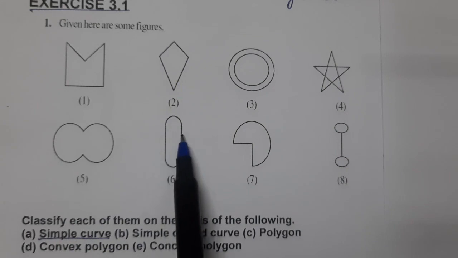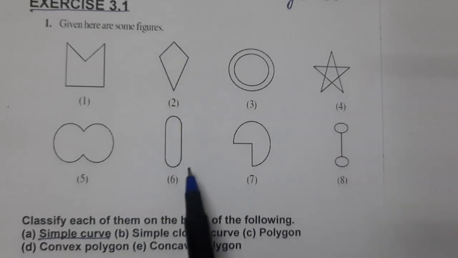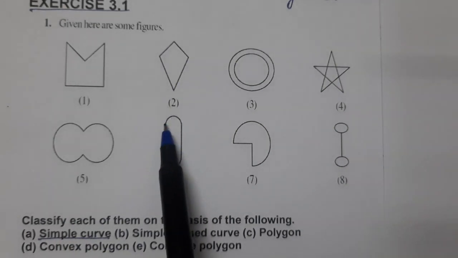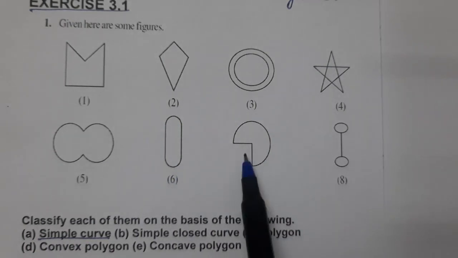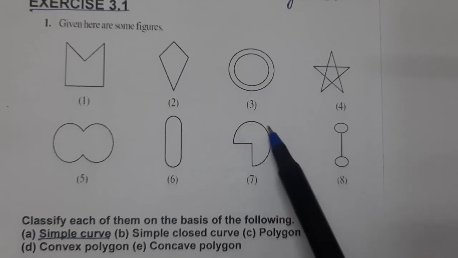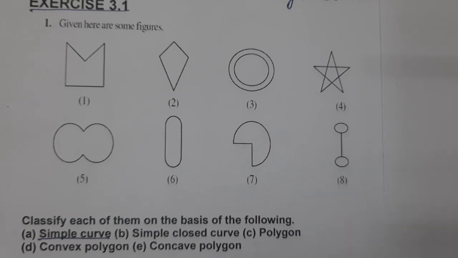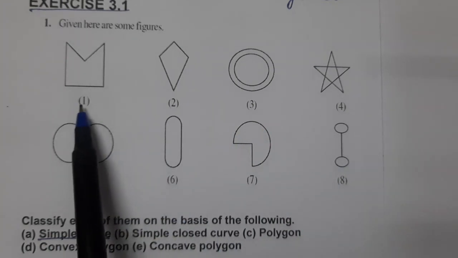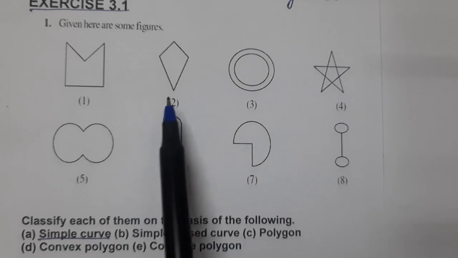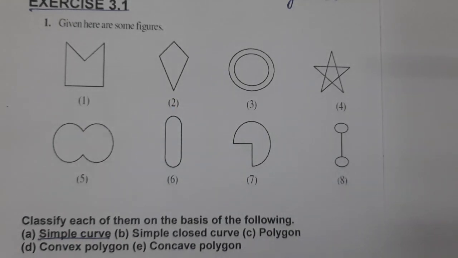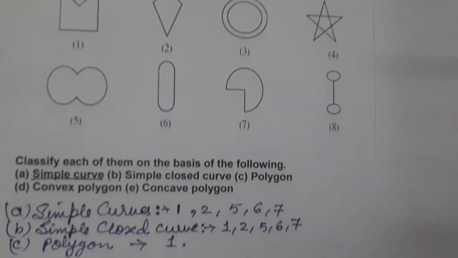Why is it no? Because it is not made up of all line segments. Here a curve portion is there. See, here two curve portions are there. One here, one here. This is also not a polygon because line segments are of course there, but here a curve is there. And this is also not a polygon. So which are polygons? Only 2 are there. So 1 and 2.